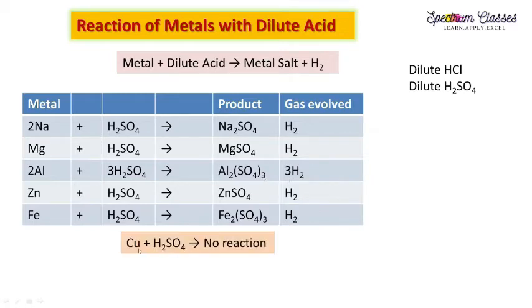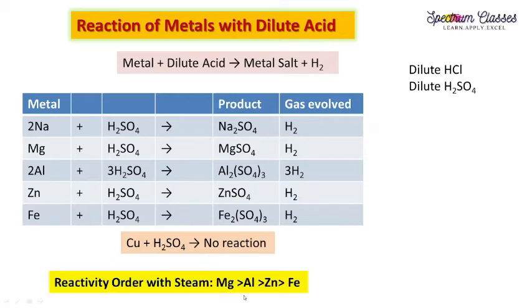The next is, as we did for dilute HCl, copper plus H2SO4 will give no reaction. The reactivity order is again the same: magnesium, aluminium, zinc and iron. Now what is the concept behind this? It is the same with HCl as well as with H2SO4. These metals are more reactive than hydrogen. As I told you earlier, up to iron we have metals more reactive than hydrogen. After hydrogen, no reaction takes place. In the series, the metals which are less reactive than hydrogen cannot displace hydrogen from the acid.